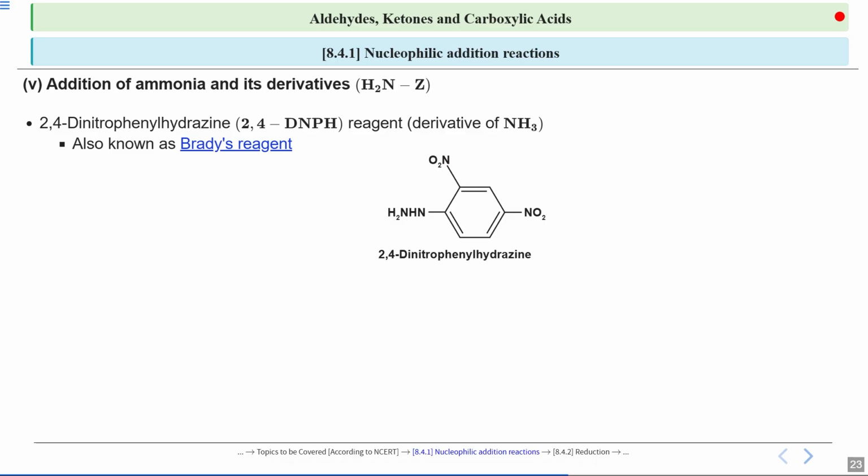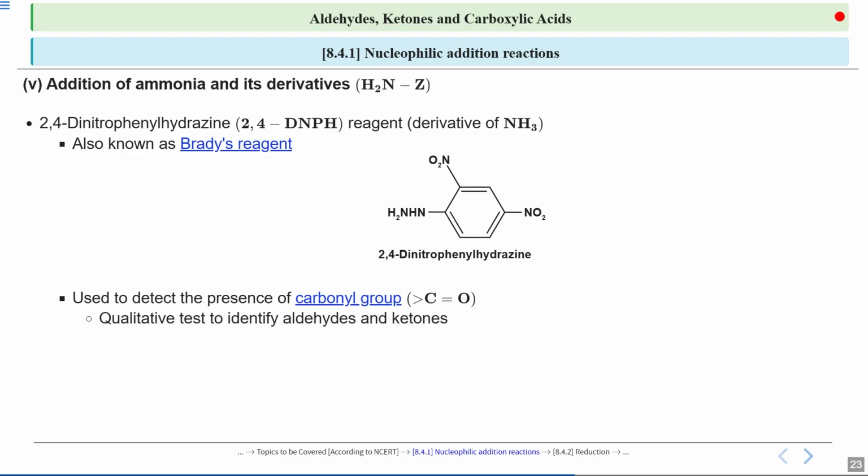If you look at this example, you will see this is 2,4-dinitrophenylhydrazine. This is the hydrazine group, and 1, 2, 3, 4. On the second and fourth positions, we have a nitro group. So this is 2,4-dinitro. This is also known as Brady's reagent, so you need to remember this name. 2,4-DNPH is specifically used to detect the carbonyl groups, and the carbonyl groups are characterized by a carbon double bonded to oxygen.